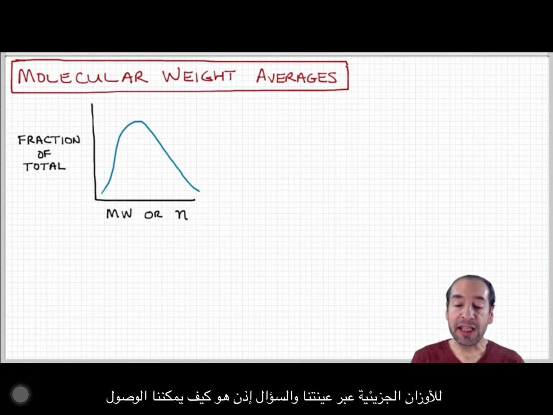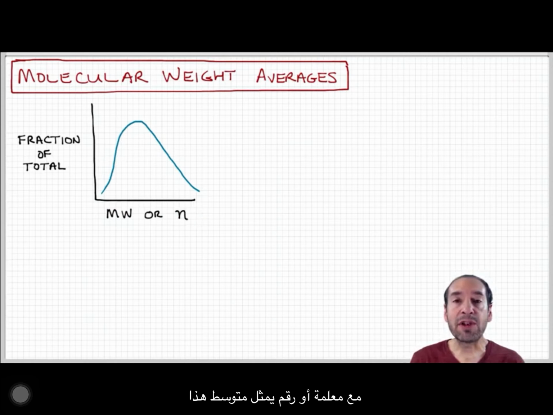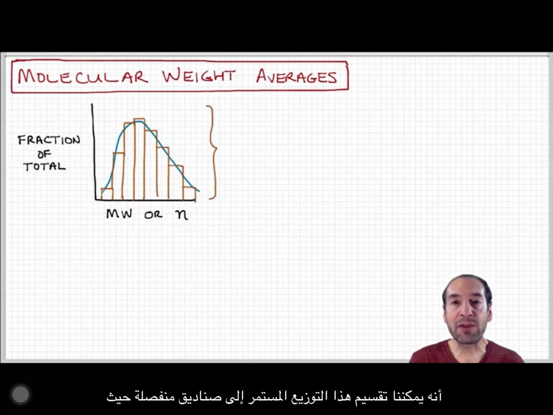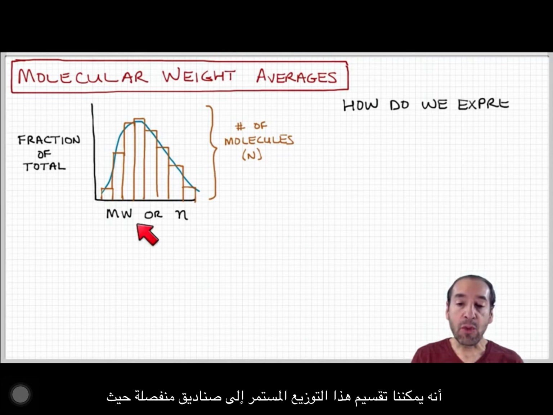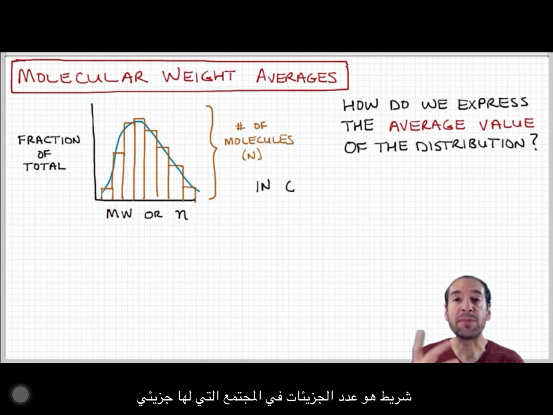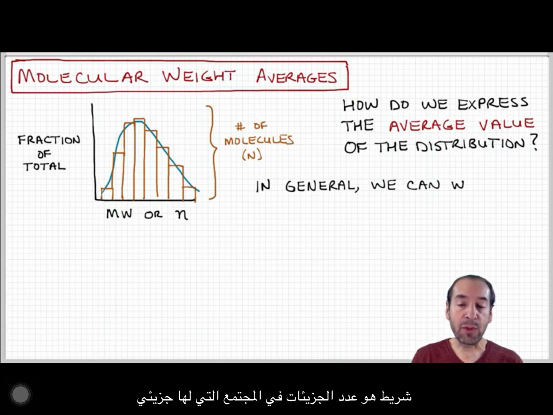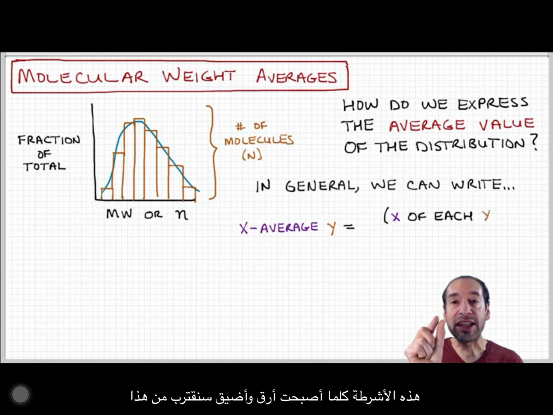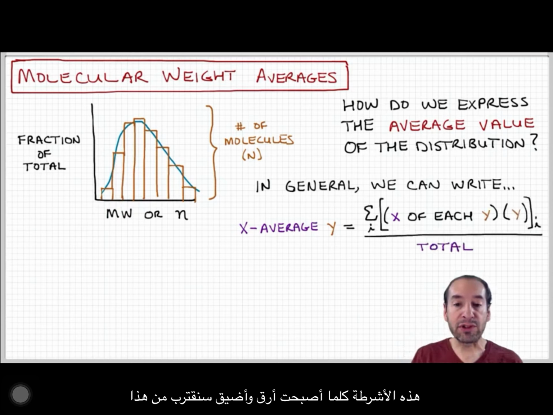And the question then is, how can we come up with a parameter or a number that represents the average of this distribution? The first thing we can do is recognize that we can break this continuous distribution up into discrete bins where the width of this bar is the range of molecular weights and the height of the bar is the number of the molecules in the population that have a molecular weight within that range. And you can see that as we add more and more of these bars, as they get narrower and narrower, we'll approach this continuous distribution function.